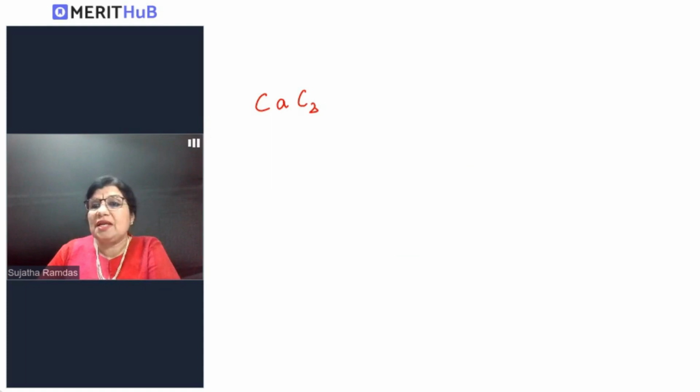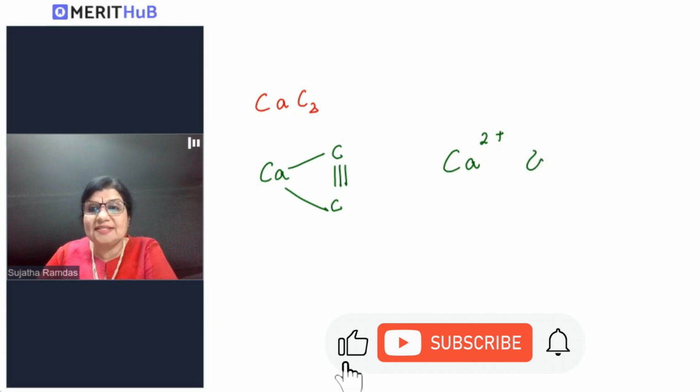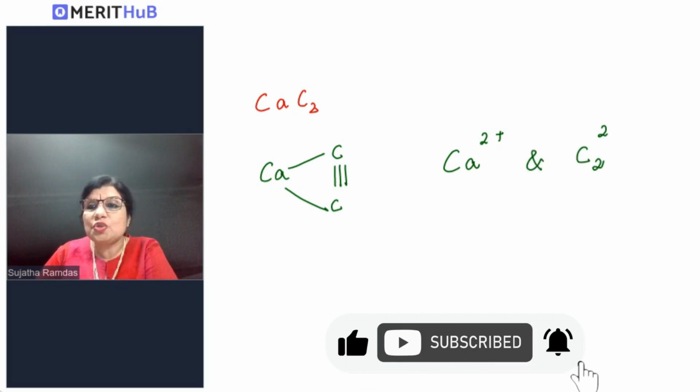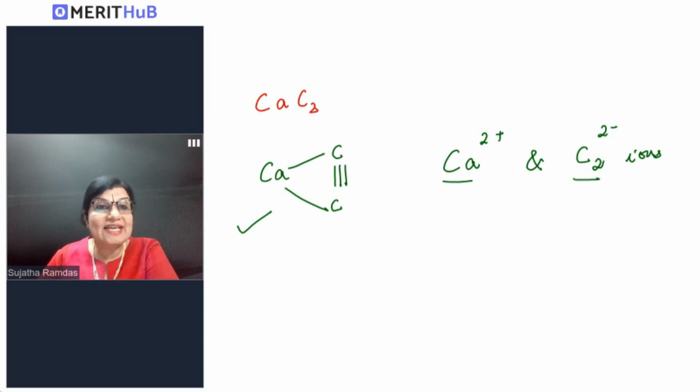What is the structure? The structure is an ionic compound where calcium is bonded to two atoms of carbon. The two atoms of carbon are held by a triple bond. Calcium carbide is made up of these ions, Ca2+ and C2 2- ions. These are the ions involved in the formation of calcium carbide. It is important that you be prepared with the identity of the ions before you start constructing the cycle. Now let's construct the cycle.